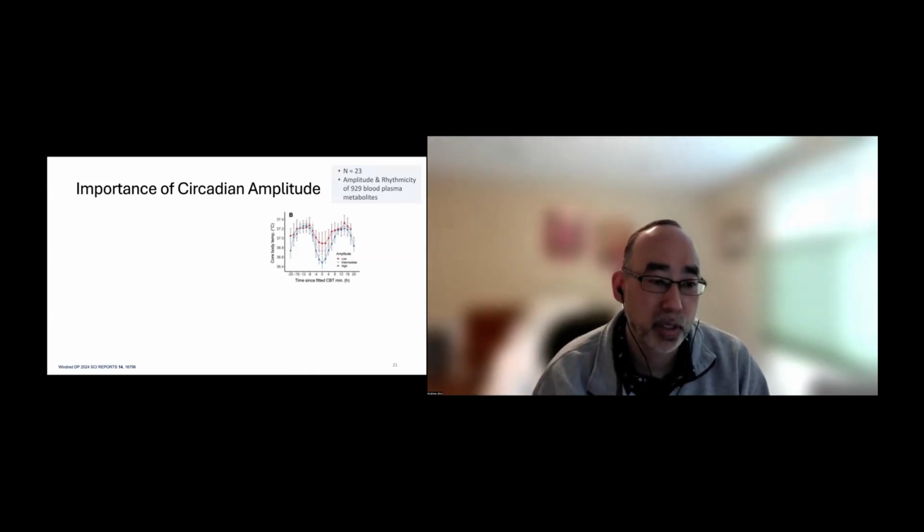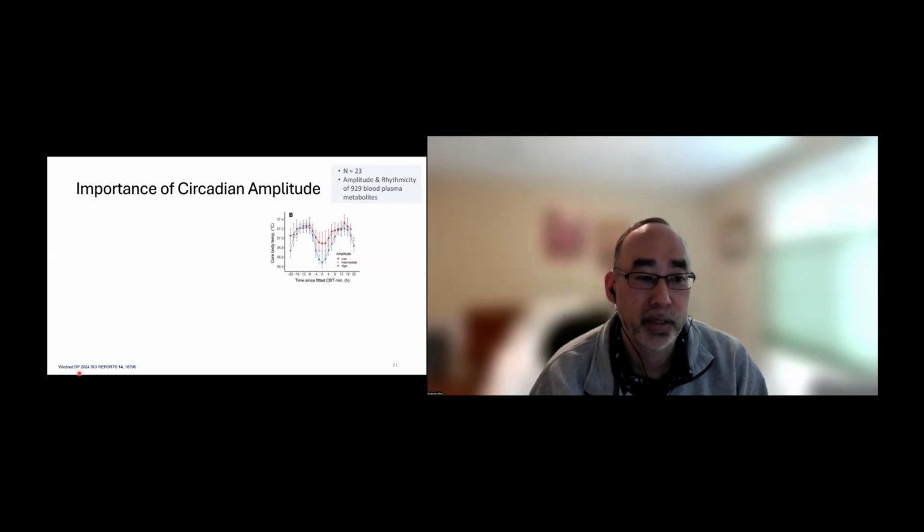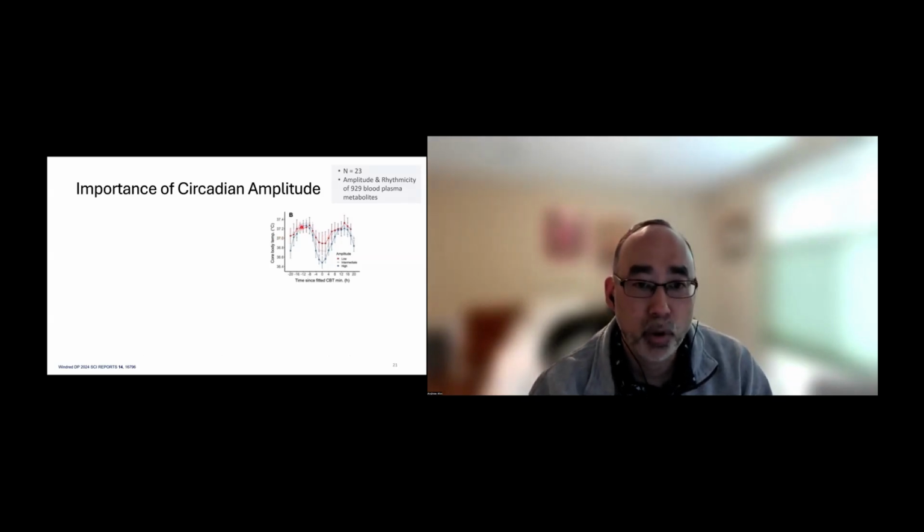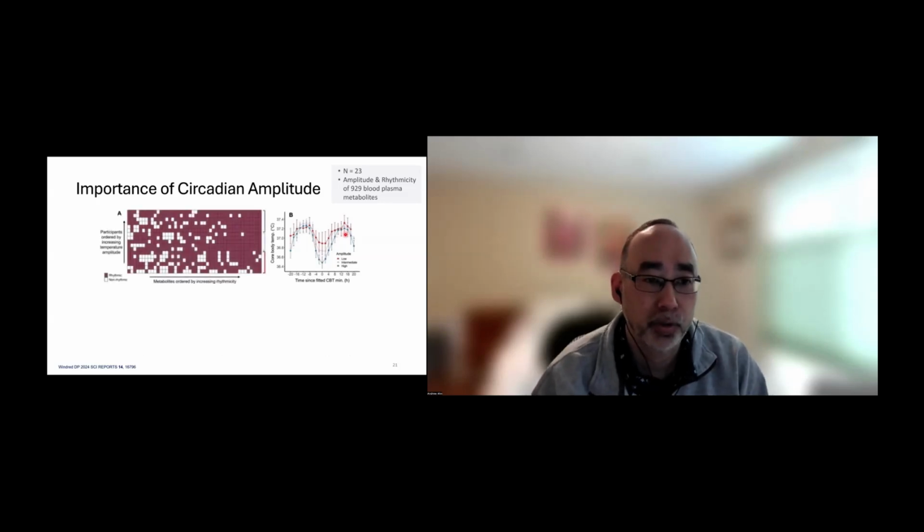This was a study done by Dan Windred and Andrew Phillips' group in 2024 in Scientific Reports. It studied 23 individuals, and they assessed the amplitude and rhythmicity of the core body temperature along with a number of blood plasma metabolites. They categorized individuals according to the amplitude of their core temperature rhythm. If the core temperature had a small amplitude, they were categorized as low. If it's intermediate, then here in gray. And then high had significant fluctuations in this amplitude.